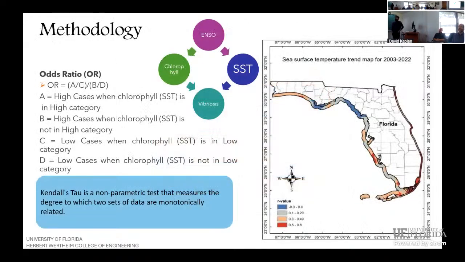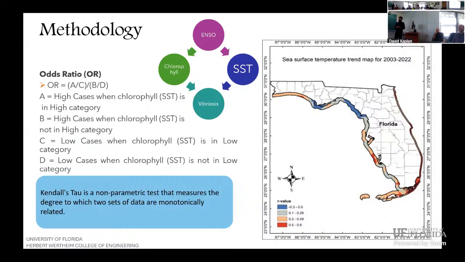So now comes how to bring all this together, chlorophyll, SST, and Vibrio. Since the model was already very complicated, I had to choose the odds ratio. Why? Because the lags were also involved. The odds ratio basically stands for the odds of getting an event. Let's say the chances of getting Vibrio when the chlorophyll was 5 mg per cubic meter compared to the chances of getting Vibrio when chlorophyll was not 5 mg per cubic meter. That's the odds ratio, and the concept of that was brought into the picture.